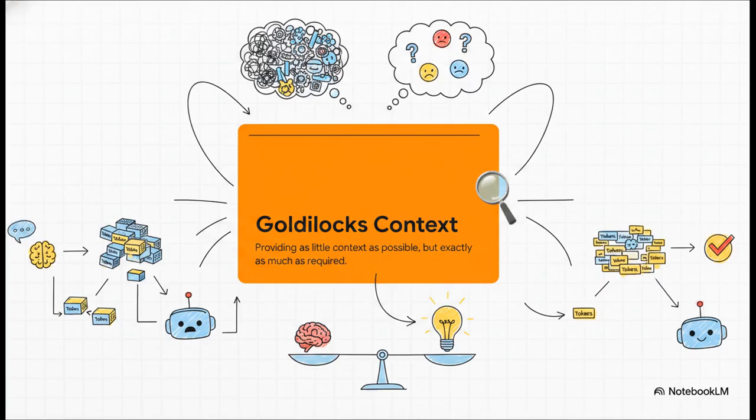If you provide too much context, irrelevant information biases the model. Too little, the model starts hallucinating to fill in the blanks. What you are really aiming for is the Goldilocks context, providing as little context as possible, but exactly as much as required to prevent both hallucination and bias.